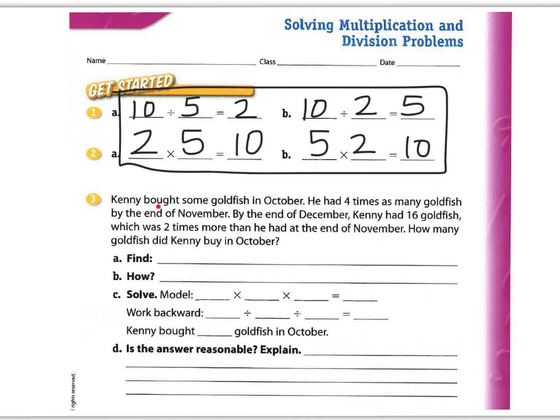Here's a word problem. Kenny bought some goldfish in October. He had 4 times as many goldfish by the end of November. By the end of December, Kenny had 16 goldfish, which was 2 times more than he had at the end of November. How many goldfish did Kenny buy in October? So we need to find how many goldfish he bought in October. So write that down, the number of goldfish bought in October. How are we going to do this? We are going to create a model and then work backward.